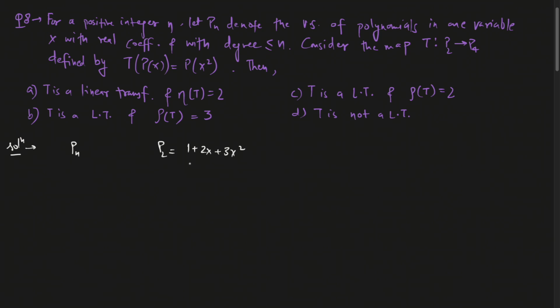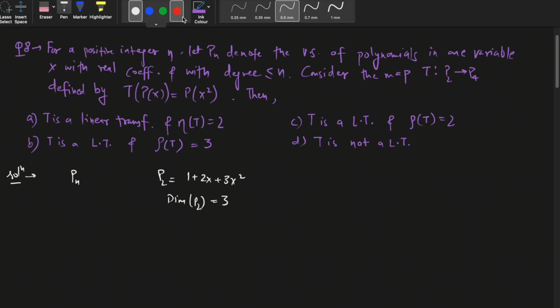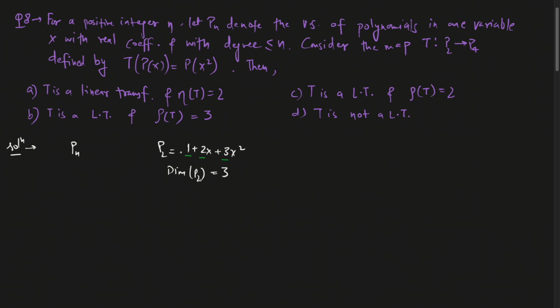All right. So first tell me what is the dimension of P2. The dimension of P2 is 3. Why? Because we have three coefficients, 1, 2, and 3. We know that for an n degree polynomial, there are n plus 1 terms possible, right? Because 1 is nothing but 1 times x to the power 0, then 2x plus 3x square. So for this P2, the dimension is 3.